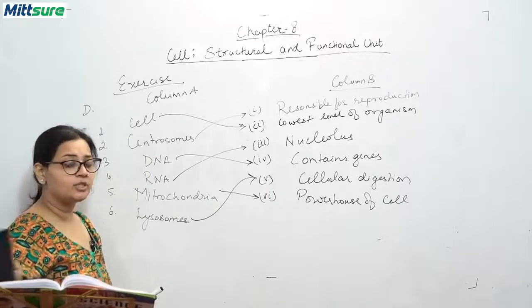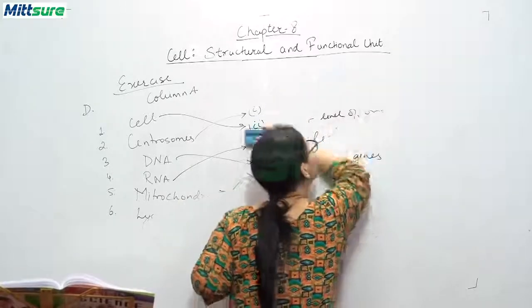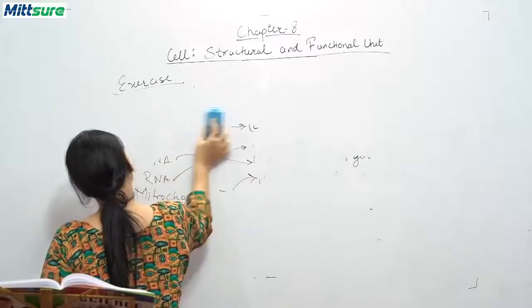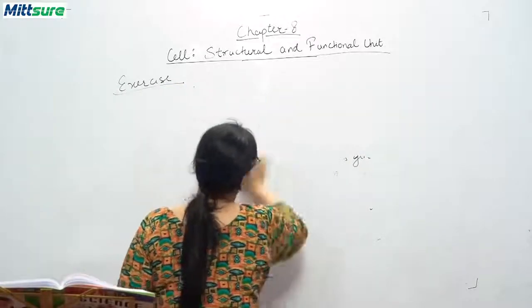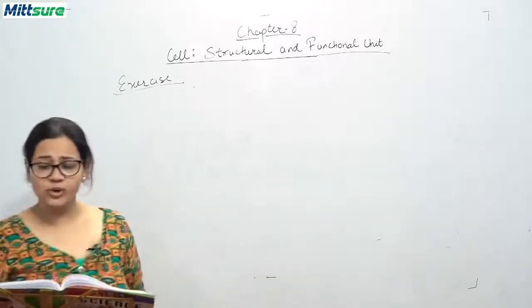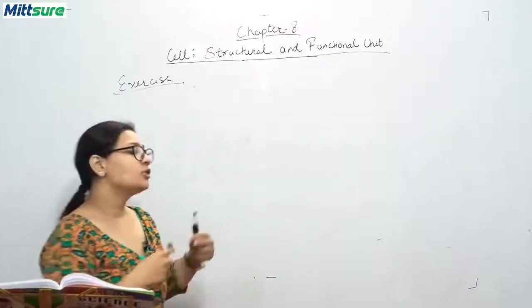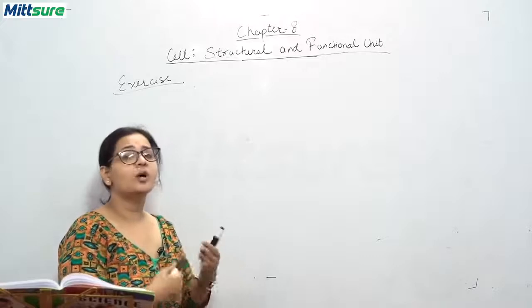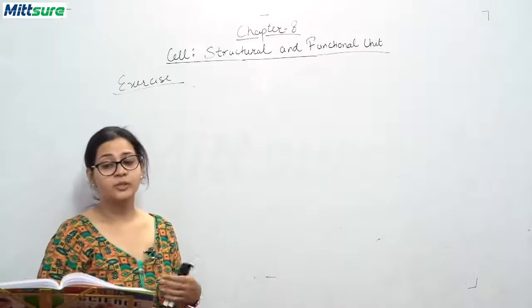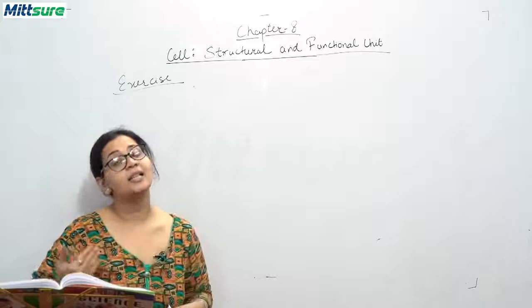Now we'll be doing the next question, that is differentiate between the following. Okay, so let's do this differentiation of various things that are given in your books. Now the first question is cell wall and cell membrane. So you have to differentiate what is cell wall and what is cell membrane.